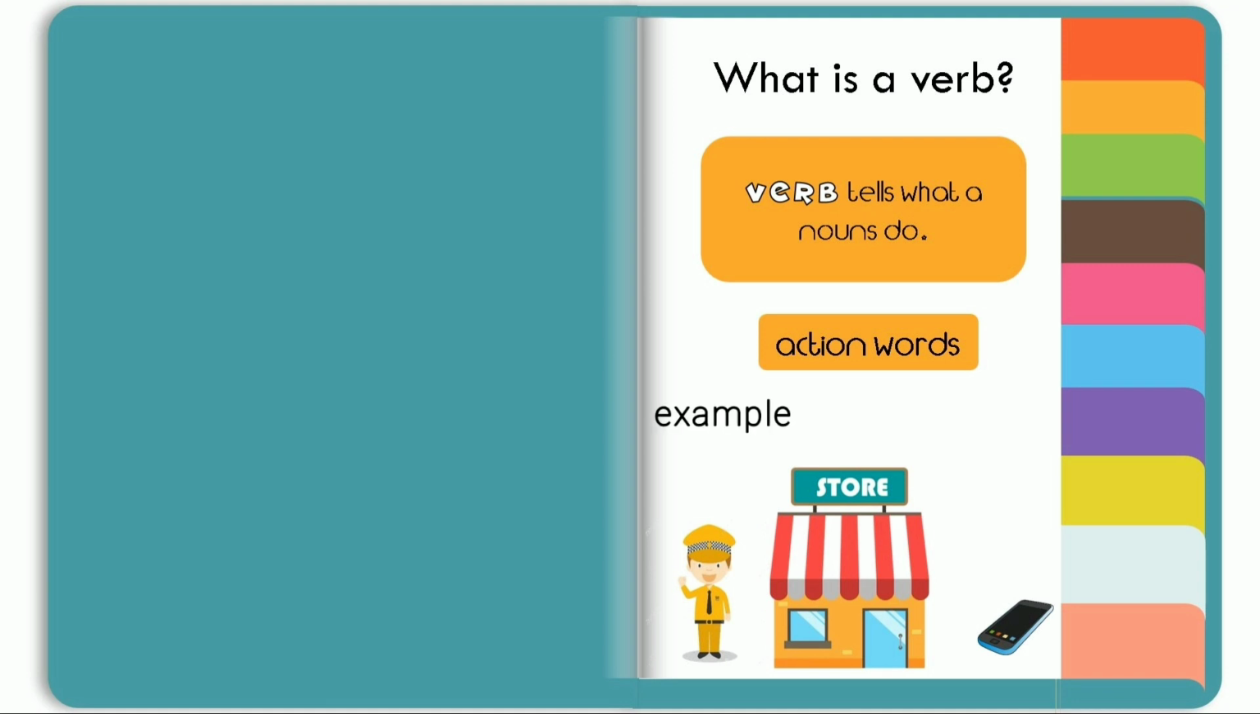Let's try to look at the example. What does the driver do? Driver drives. How about the store? What does the store do? The store sells. How about the cell phone? Cell phone calls. We use cell phone if we want to call someone. Drives, sells, and calls are what we call verb or action words. This tells what the nouns do.